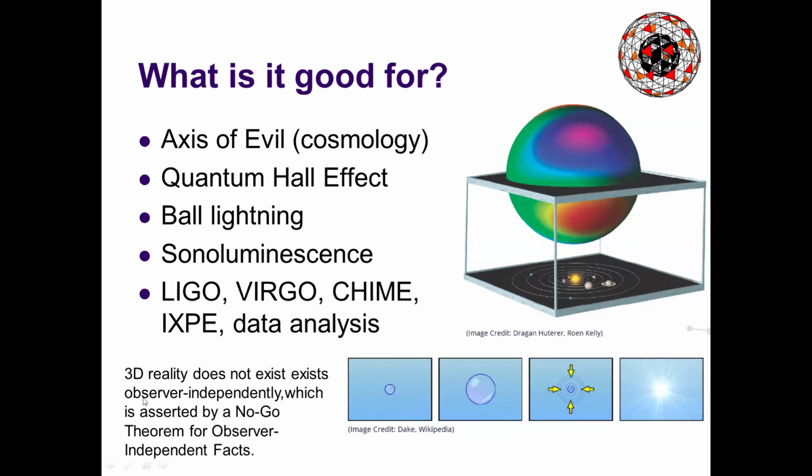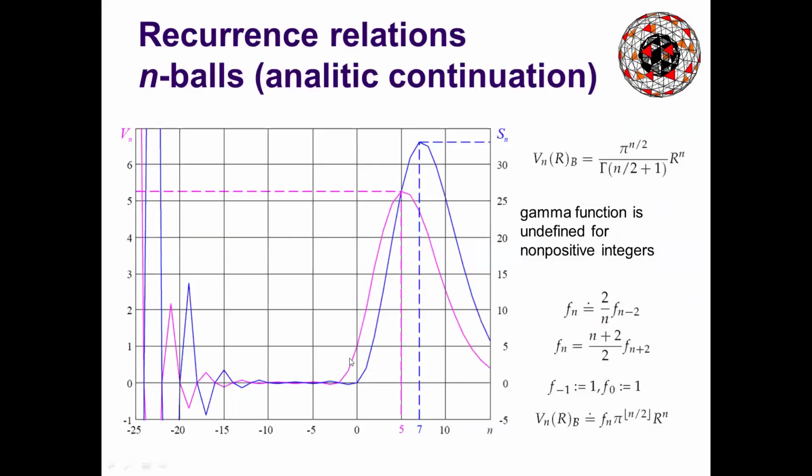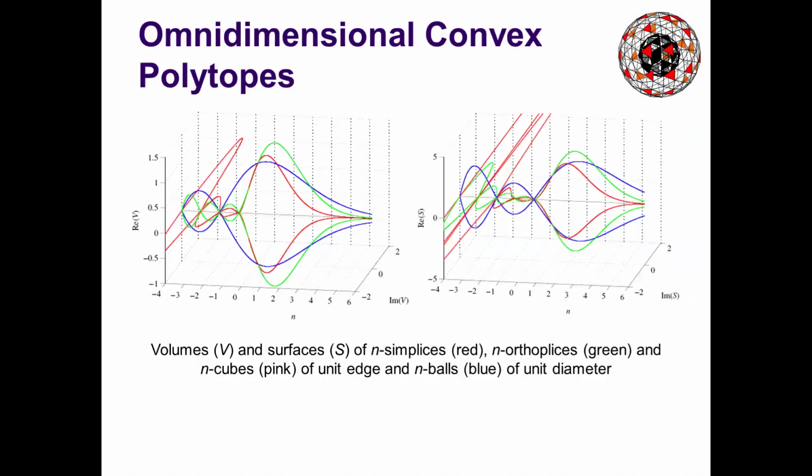I'm convinced that the reality that we experience does not exist observer-independently, which was established by Czesław Brukner in his famous no-go theorem for observer-independent facts. Thank you. I have some more slides, but they are in a way unrelated. So perhaps I would finish now, or I don't know.